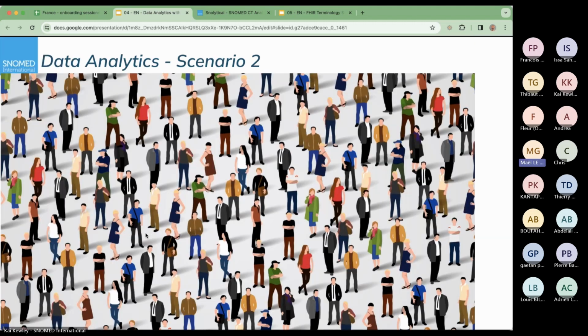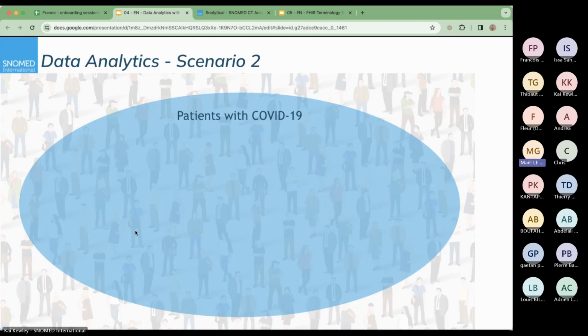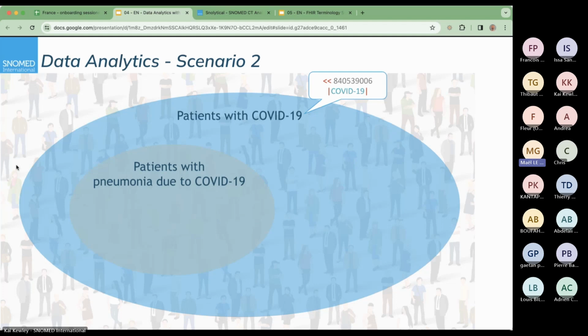So if we wanted to analyze some data, we would obviously define a cohort of patients where they have the COVID virus detected. They've probably done a COVID test. And we could use some ECL to find the relevant concepts for that and then match the patient records, and that will be our cohort. And then we can drill down.